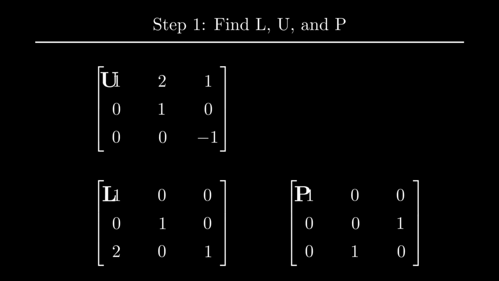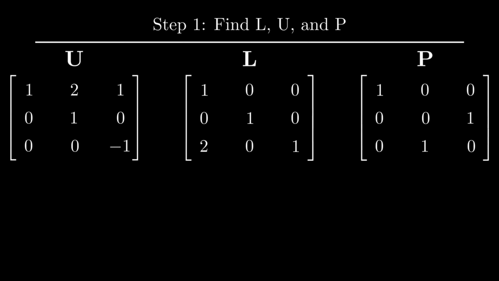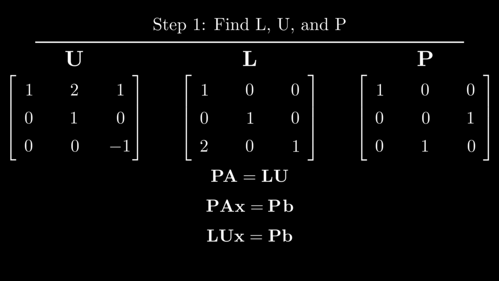With that, we have found L, U, and P, and we can utilize the fact that P times A equals L times U, and we can use this to solve the system. If we multiply AX equals B by P on both sides, we get PAX equals PB. Now we can substitute LU for PA, and we get that LUX equals PB. And now we just have a system with the lower triangular matrix times the upper triangular matrix, and this is just like solving a system with the regular LU decomposition. So if you don't know how to do this, check out my last video.